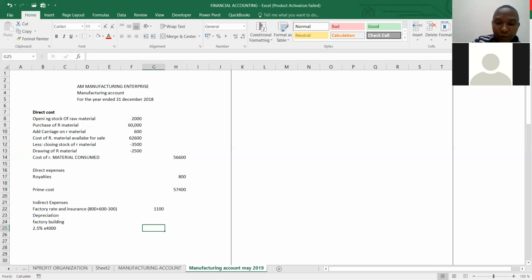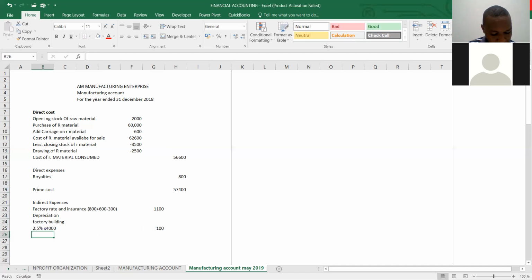They said depreciation on factory building is 2.5% on cost. The cost is how much? 4,000, factory building at cost, in the trial balance. Yes. So that gives us 100, that is depreciation. So what else do we include for depreciation for manufacturing? What else do we include?